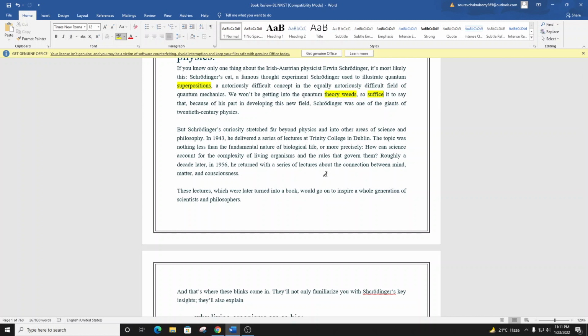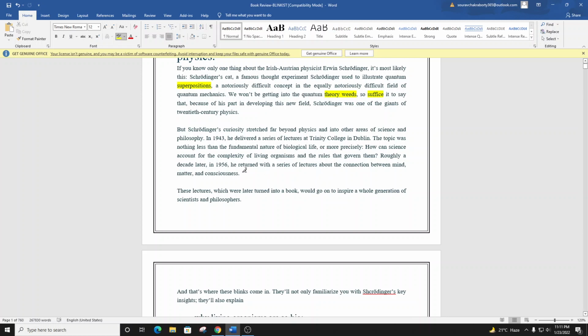In 1943, he delivered a series of lectures at Trinity College in Dublin. The topic was nothing less than the fundamental nature of biological life, or, more precisely, how can science account for the complexity of living organisms and the rules that govern them?